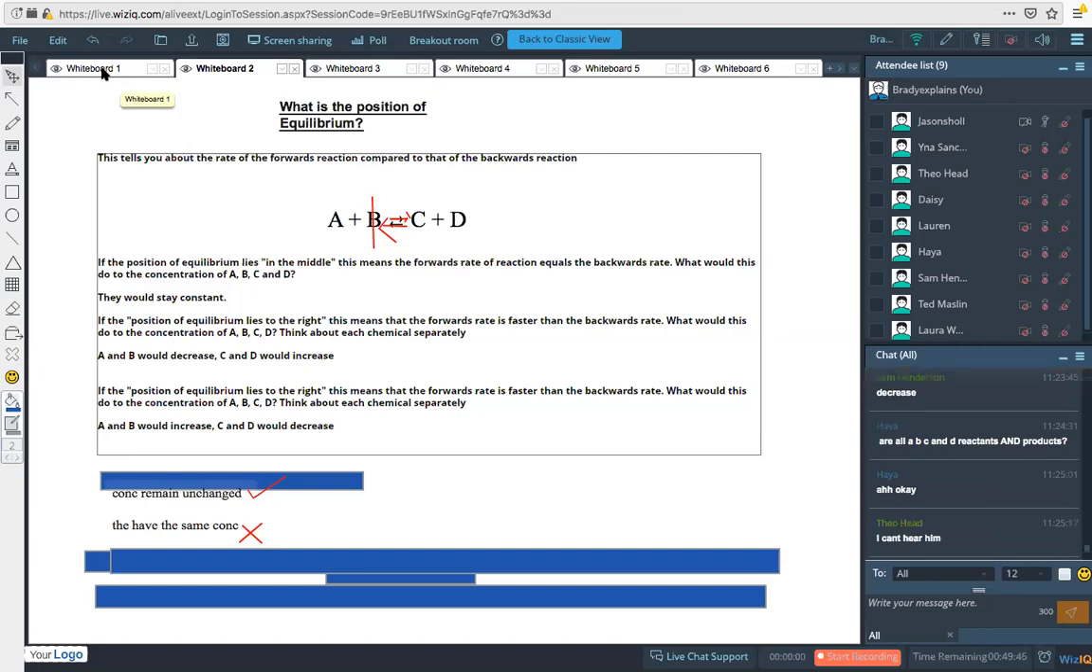Looks like Theo might have one. Sorry, Theo. Can everybody else hear me? I'm guessing you can. Yeah, sorry, Theo. I don't know what to do about that.